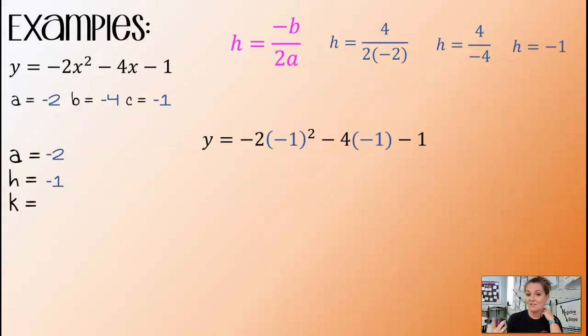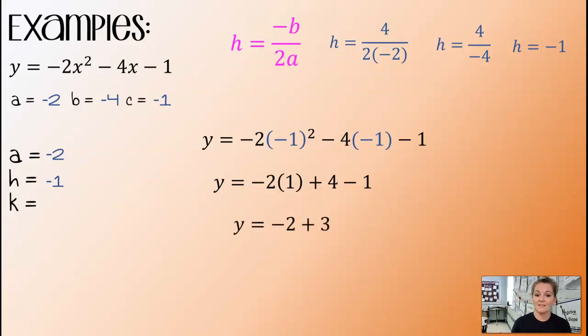The h is my x value of my vertex. So plugging in negative 1: negative 1 squared is a positive 1, minus 4 times negative 1, which is a positive 4, and then minus 1. That is 1 plus 4, minus 1. I just combined those last 2 at the end, and 5 minus 1 is... so that is my k. My k then is 1.